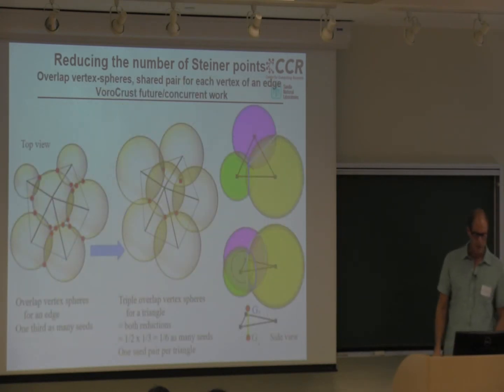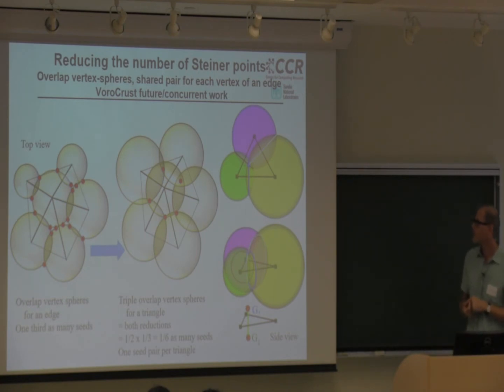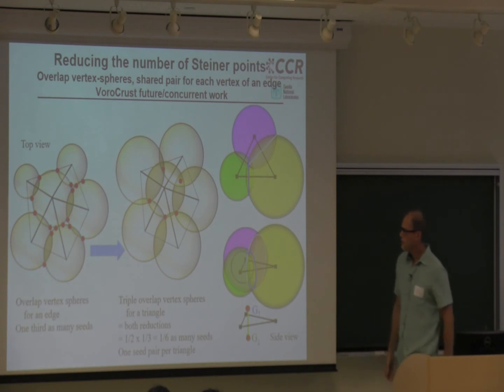And then the other thing you can do is, you can make these vertex spheres really big so that they overlap, and now the edge circles are common for the two vertices of the edge. There's just one circle. And if you think about doing both, then for every triangle you just have a triple overlap of 3 spheres. The surface of the spheres will have 2 points in common, and those 2 points are where you want to put your Voronoi seeds. And so this is great. You only have 2 seeds per triangle, and that's the 3D view of that.